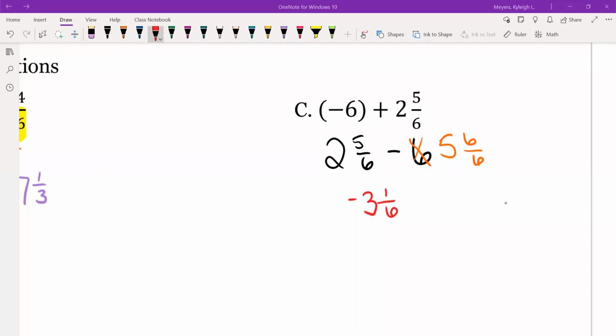All right, so I rewrote it. So it's 2 5/6 minus 6. And remember, we have to change that 6 into 5 and a 6 over 6. So then you're doing 2 minus 5, which is -3, and then 5 minus 6, which will be that -1. So it's -3 1/6.